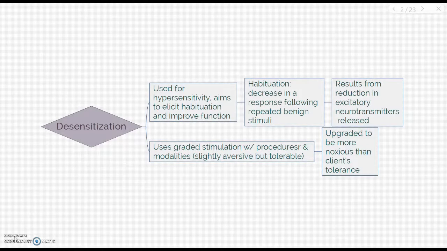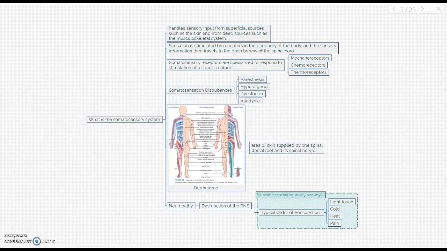So desensitization is used for clients with hypersensitivity, and the goal is to elicit habituation and improve overall function. So habituation is just decreasing the response following a repeated benign stimuli. So what is the somatosensory system? It handles sensory input from superficial and deep sources, so from your skin and also your musculoskeletal system.